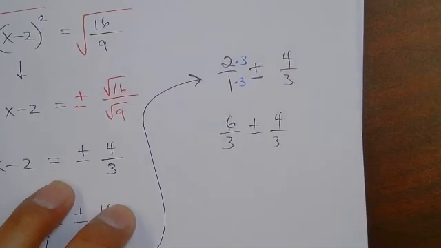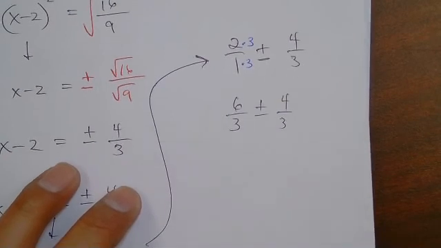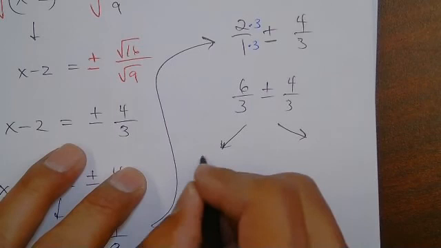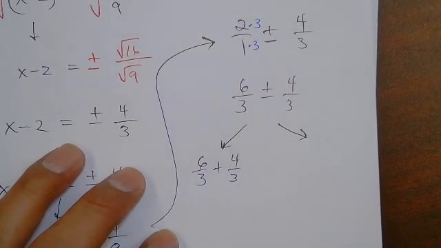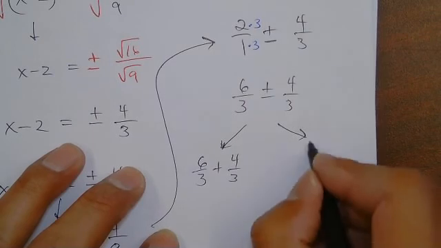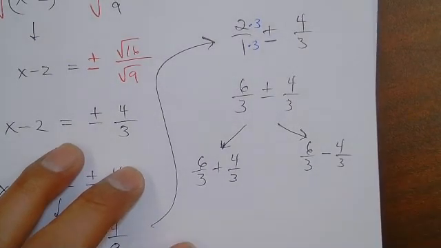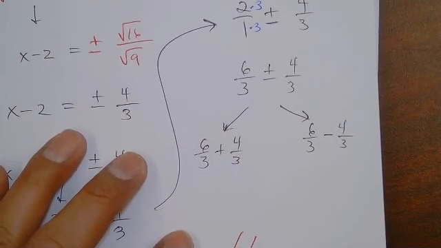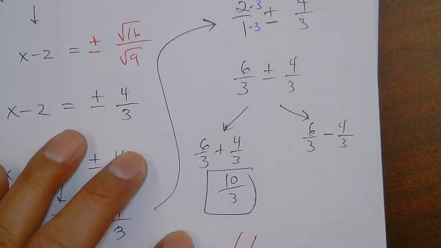Yeah. So really, now we're going to have what? 6 over 3 plus minus 4 over 3. Okay, now you can give me the 2. Set up the 2 problems and give me the 2 answers. What is this saying? This is saying 2 things. 6 over 3 plus 4 over 3, and 6 over 3 minus 4 over 3. You guys agree?